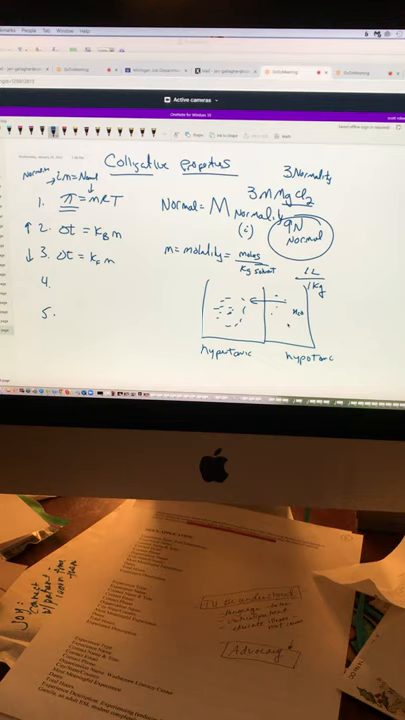So, the next colligative property is vapor pressure depression. Vapor pressure depression.